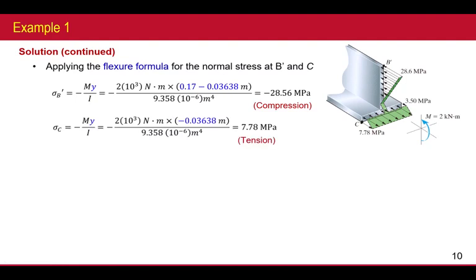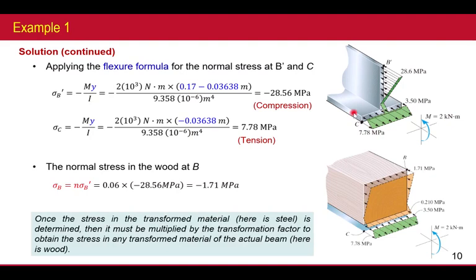So then, of course, sigma C is about the real material. That means with negative My over I, we can see, remember, this is below the neutral axis. That's why here we can say 7.78 megapascal. So far, these two are the same as lecture 6 and tutorial 6. Clear? But remember, the B point here, B prime, is not real because this one is from steel.